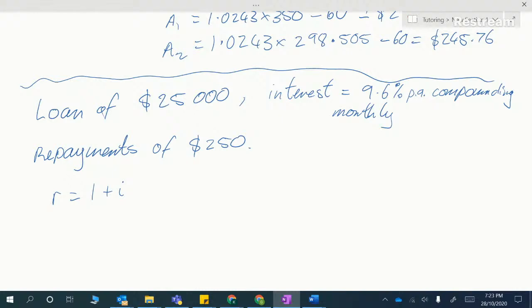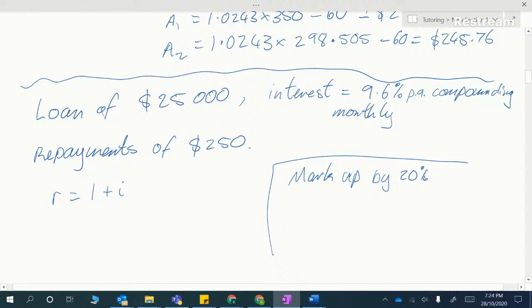So why do I know to add one? Well, this is a totally side topic, but it will make it easier to understand. If you have, say, a markup, do you remember this from year 11? If you want to mark something up by 20%, let's say it's a $50 jacket, you would multiply that by 20%, which would give you $10. And then you could add that on, which would give you $60. Okay, you've increased it by 20%.